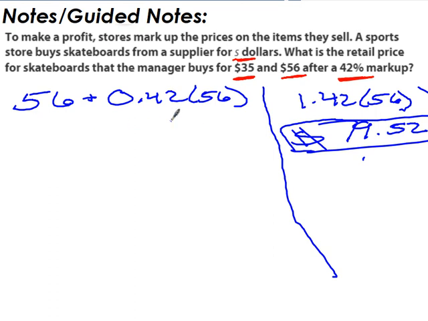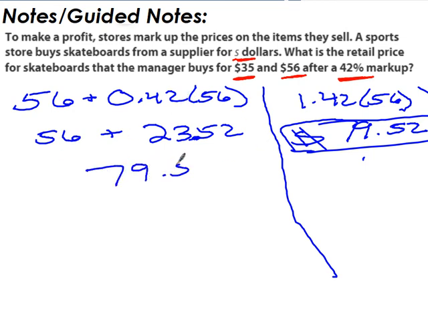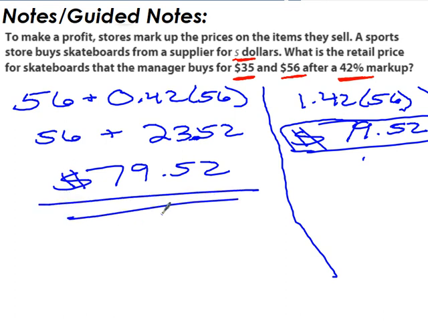Now, had we done it this way, 42% of 56 is $23.52. So what we figured out was what 42% of 56 is. So 23 bucks 52 cents. Now when I add those up, I get $79.52 as my new retail price.